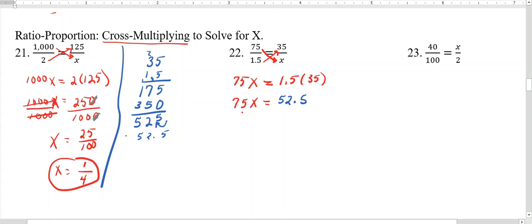So now again, I have to multiply by what's with x to get the x by itself. So I'm going to divide both sides by 75. So again, I can move this decimal place one time. I can move it down on the bottom one time. That way I'm dealing with two whole numbers. 525 over 750. And then we can look at this and tell that 25 goes into them.